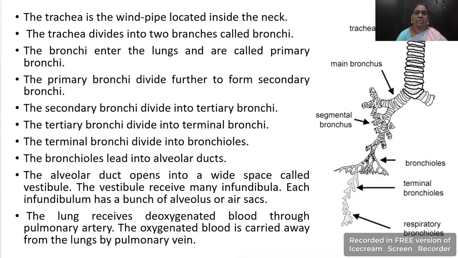The trachea is the windpipe that is located inside the neck. The trachea divides into two branches called bronchi. The bronchi are the ones that enter into the lungs. When entering, they are called primary bronchi. The primary bronchi divide to form the secondary bronchi, and the secondary bronchi divide to form the tertiary bronchi, which finally divide into the terminal bronchi. The terminal bronchi divide into smaller parts called the bronchioles.